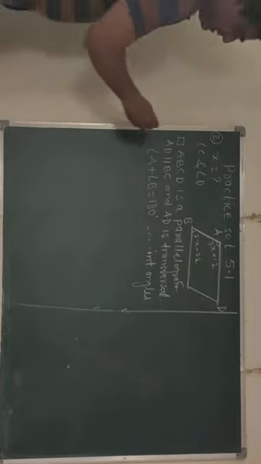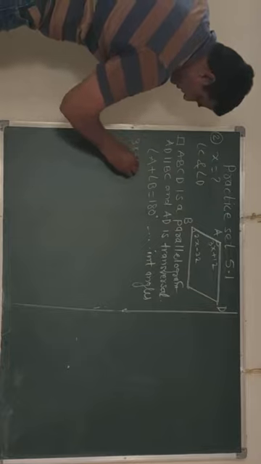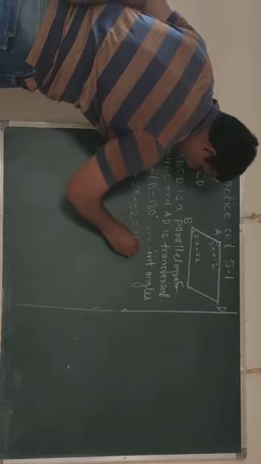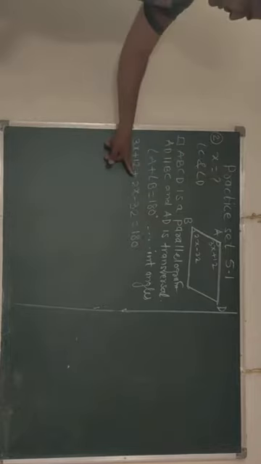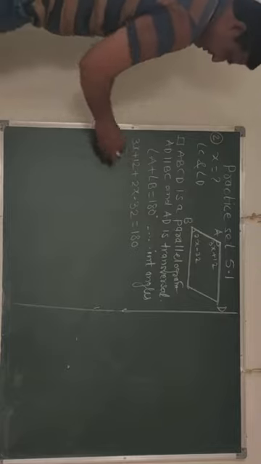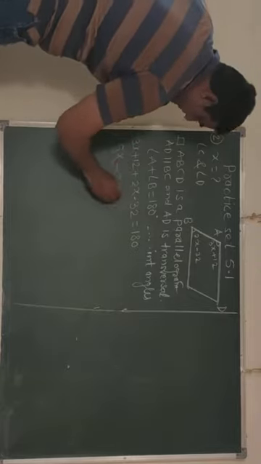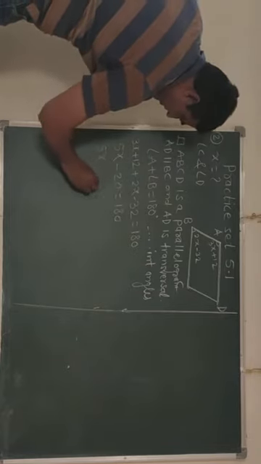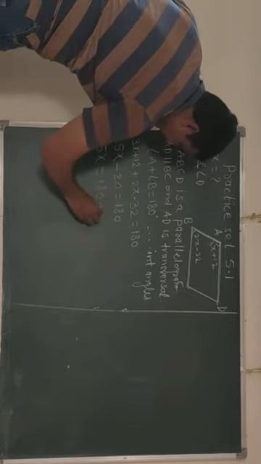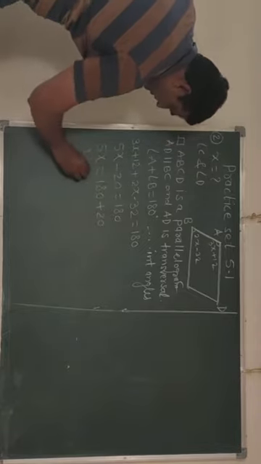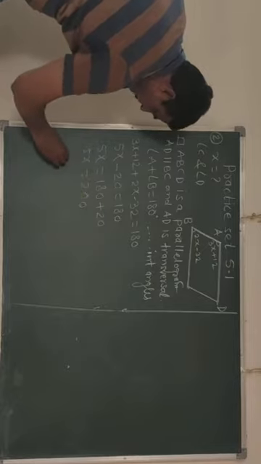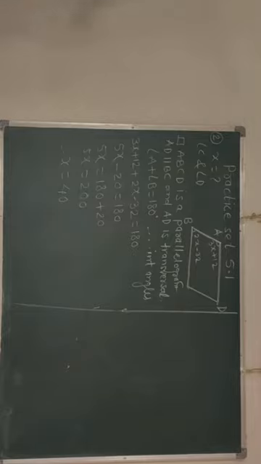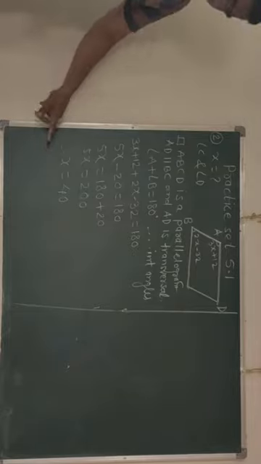Now put in the values. Angle A 3x plus 12, angle B 2x minus 32, equal to 180. So 3x plus 2x is 5x, 12 minus 32 is minus 20, equal to 180. Transfer this to that side. 5x equal to 180 plus 20. So 5x equal to 200, divided by 5, therefore x equal to 40. So you got the value of x. Now your question is to find x, so we got the value of x here.